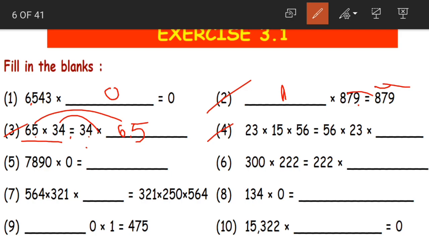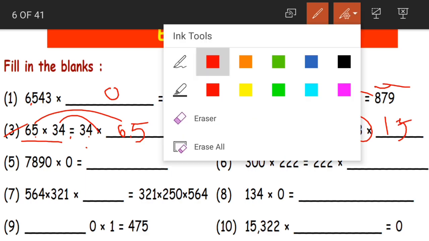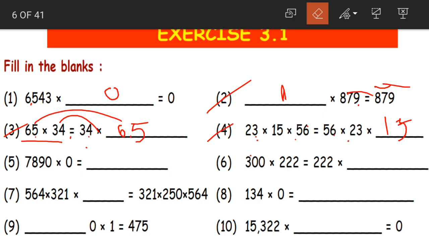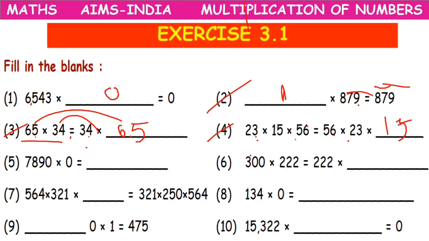Coming to question number 4, 23 into 15 into 56 is equal to 56 into 23 into dash. Now see, this was the fourth property of multiplication. Here the grouping is changed. Yes, the order is changed. 23 into 56, first these two are multiplied. And what are we left with? 15. Yes, this is the same as 23 into 15 into 56 is the same as 56 into 23 into 15. The product will be the same.